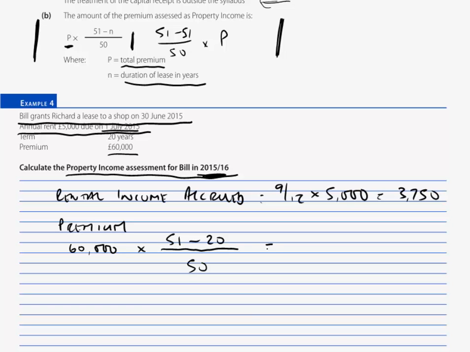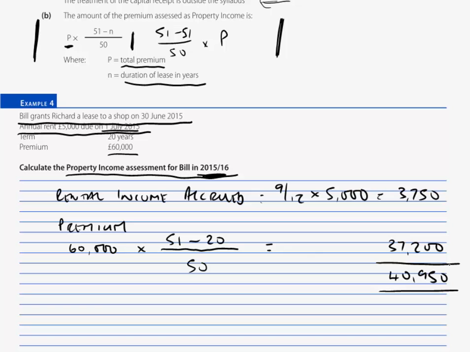Now if you put that through your calculator, hopefully, again the same as I got, £37,200 all being well. Now that's a one-off assessment only in this year, the year in which the lease is granted and the premium then is received. It would mean for this year we're going to have £40,950 as the assessable property income assessment there.